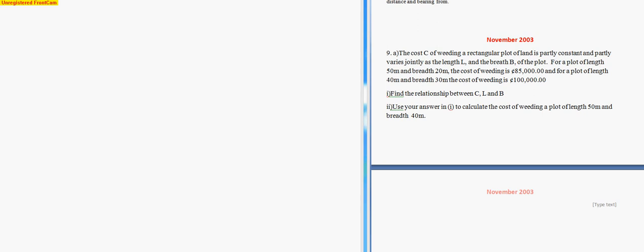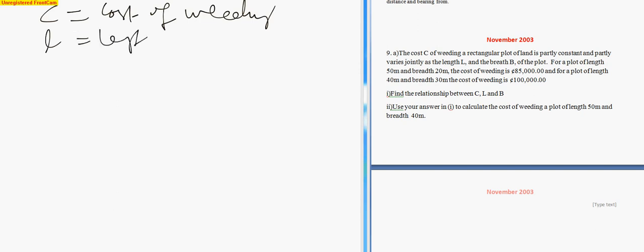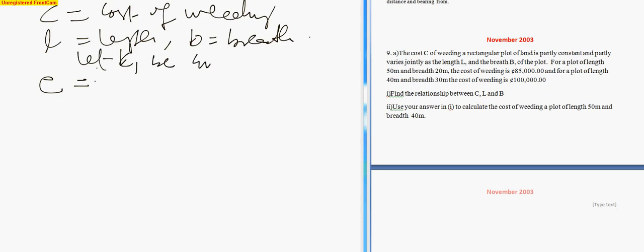So it says it's partly constant, so you have two components of the cost. We know C is the cost of weeding. L is equal to length, and B is equal to the breadth or the width. So C is equal to partly constant. Let K1 be the constant.